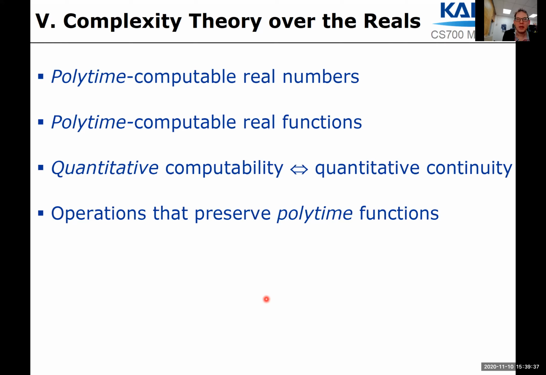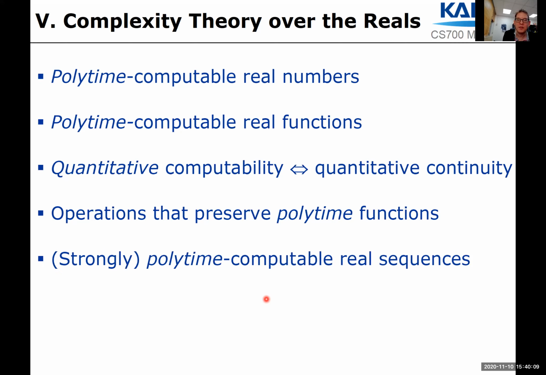And from that on, we have discussed operations that preserve polynomial time functions, in particular pointwise operations or differentiation, interestingly, when the resulting function is polynomial time computable. Join operation preserves polynomial time computability. But there were also operations for which we didn't know.